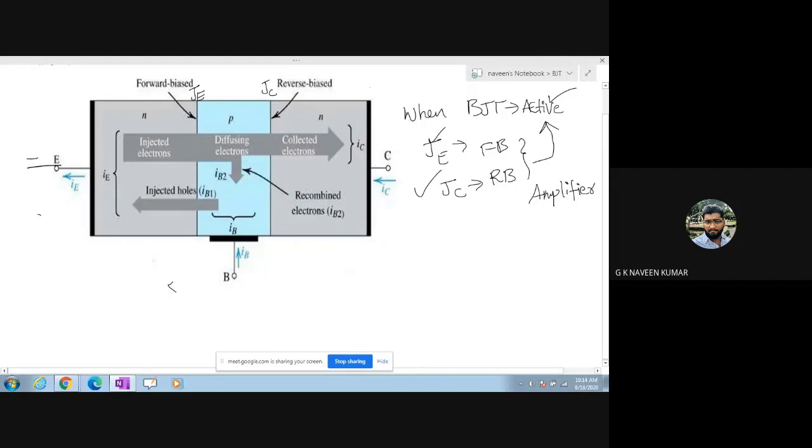So I am forward biasing it. In order to forward bias, this is negative potential and this is positive potential. Clear? This is voltage VEB. This is minus and this is plus. VEB should be positive. And next I have to apply VCB. VCB should be what? Negative applied to positive potential. So this is negative and this is positive.